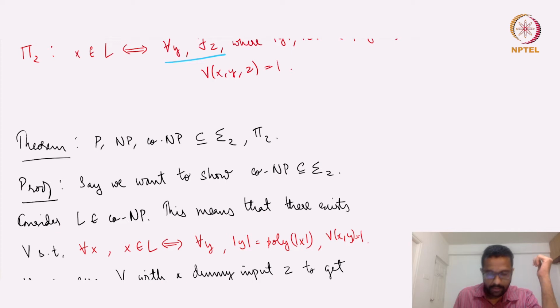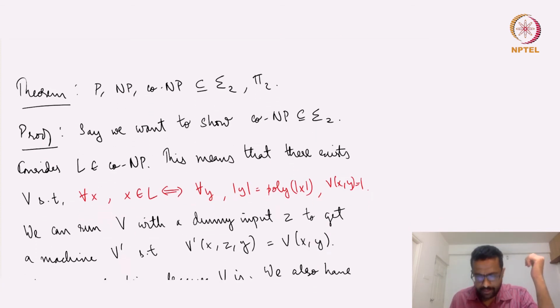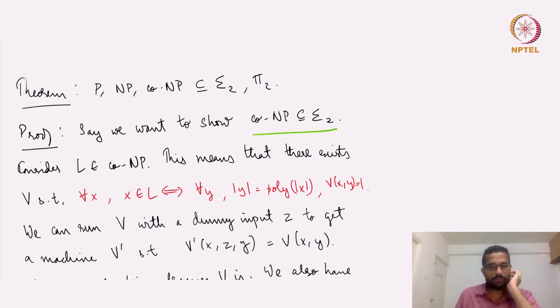Now one simple fact to see is that P and NP, co-NP, they are all contained in sigma 2 as well as pi 2, right? So just for simplicity we will just show this. Co-NP is contained in sigma 2. How does one show anything is contained in any other thing? We show that A is contained in B by taking an arbitrary element of A and then showing that this element is present in B.